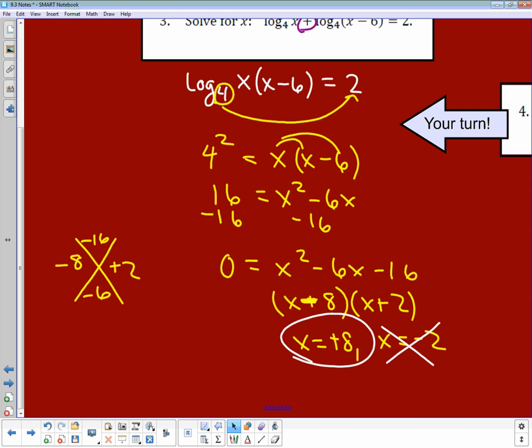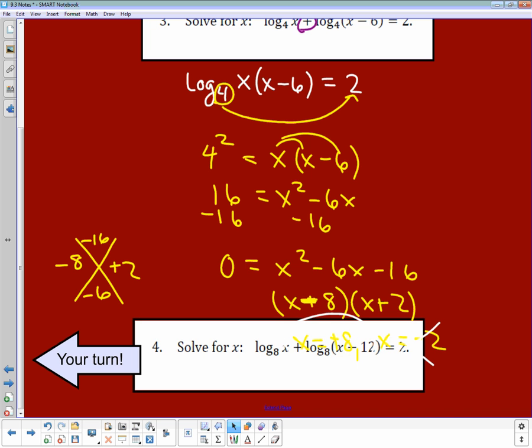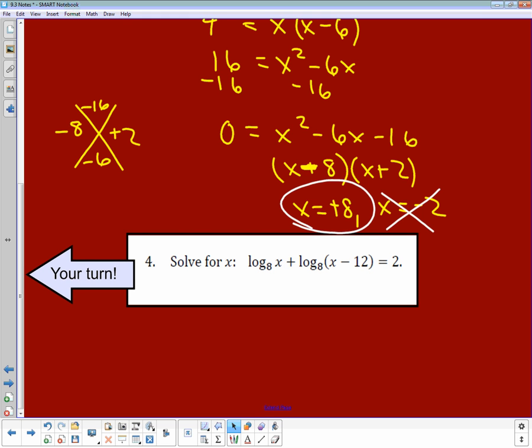Let's try number 4 and see if we can get through that one. Now I'm looking at the log base 8 of x and the log base 8 of x minus 12, and it's all equal to 2. So again, I know that these two things are being added, and since they're being added, they were originally one log being multiplied. So the log base 8 of x times x minus 12 is equal to 2.